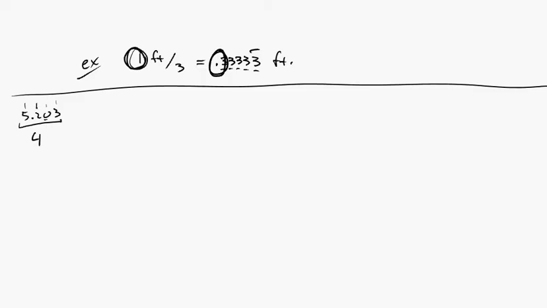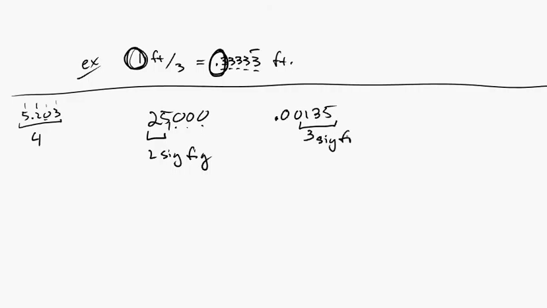So basically what we disregard is something like this. If I write 25,000, we actually have 2 significant figures, because these zeros are not contributing to the accuracy. Similarly, 0.00135 on the other side, this is only 3 sig figs, because the zeros before it are just placeholders. They're not actually telling you a measurement.